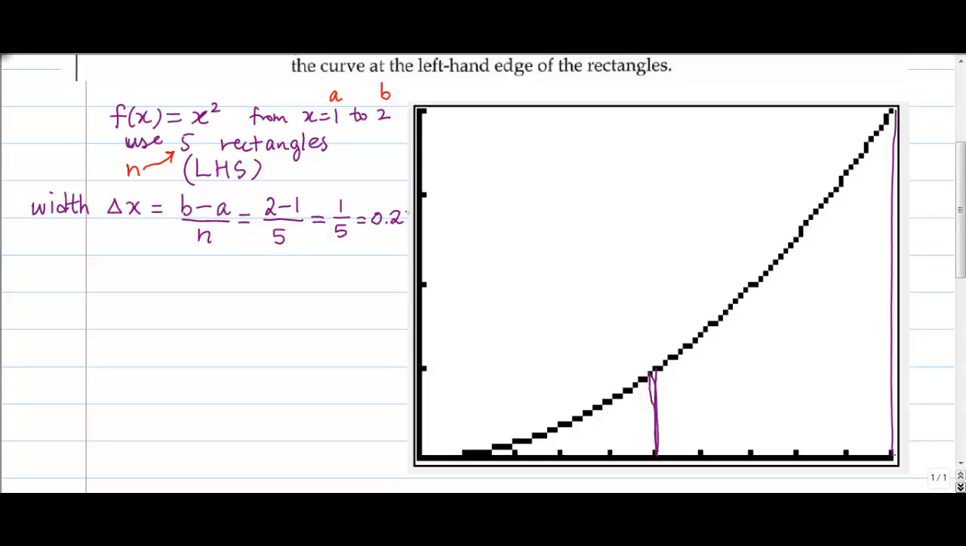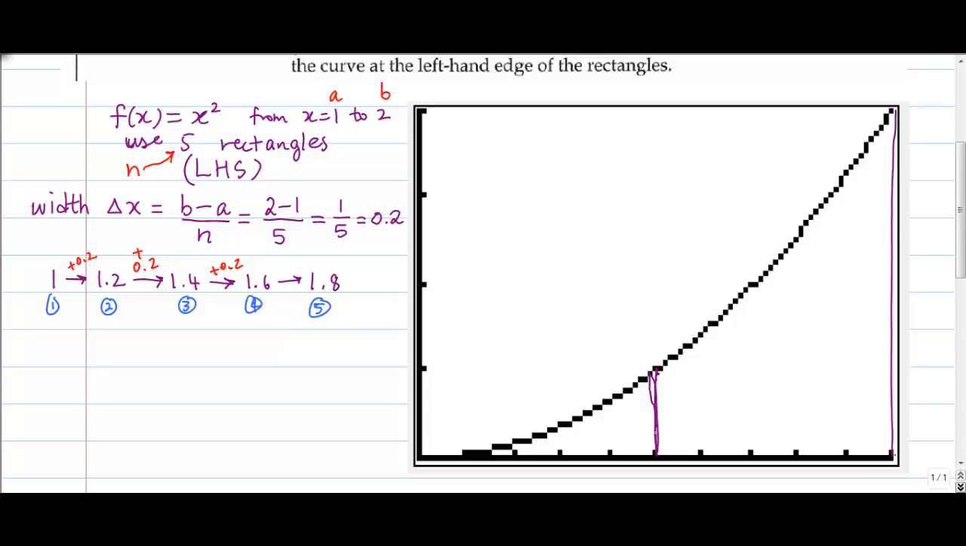Now if I start off at 1, then my next rectangle is going to start at 1 plus 0.2, which gives me 1.2. Then I add another 0.2, which gives me 1.4. Then I add another 0.2, which gives me 1.6, and then another, which is 1.8, and that's where you want to stop, because these are rectangles 1, 2, 3, 4, and 5. Those are my rectangles, so these I've already broken up by 0.2.